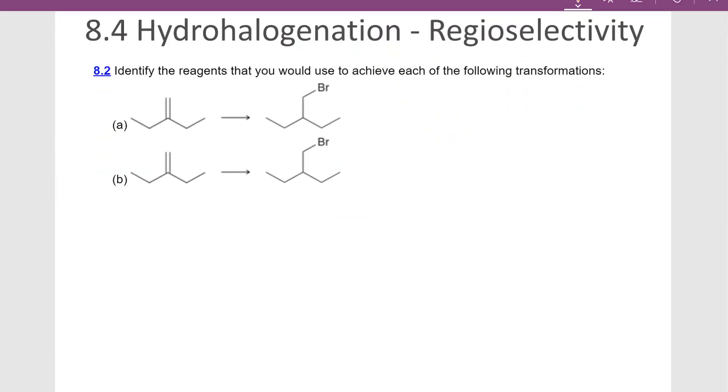So let's identify the reagents we would use to achieve the following transformations.